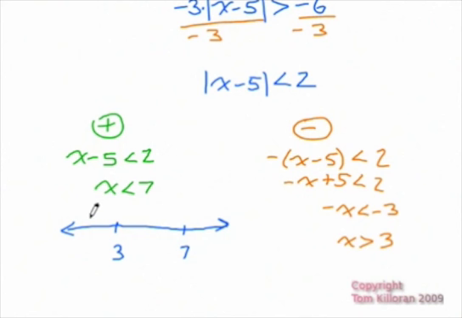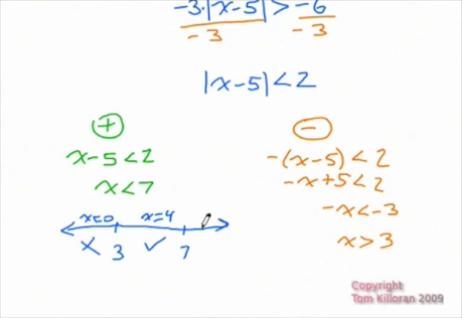Pick a number smaller than 3. Well, 0 is a nice number, and it's definitely smaller than 3. 0 minus 5 is negative 5. The absolute value of negative 5 is 5. Is 5 smaller than 2? No, so that's definitely not an answer there. Pick a number between 3 and 7. Let's say 4. 4 minus 5 is negative 1. The absolute value of negative 1 is 1, and 1 is definitely smaller than 2. So things are going to work between 3 and 7.